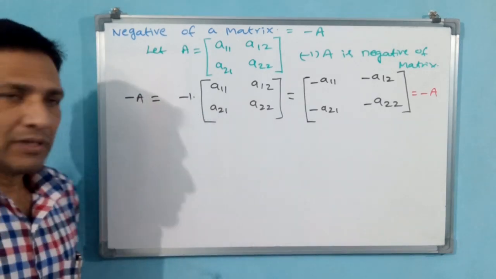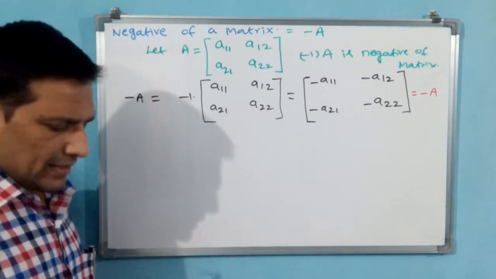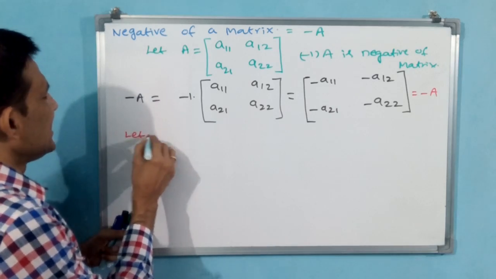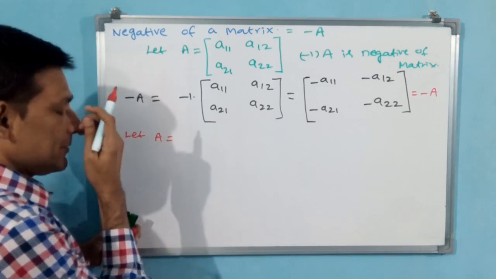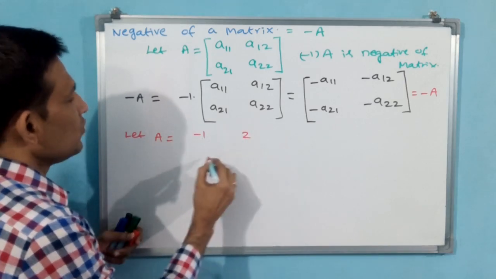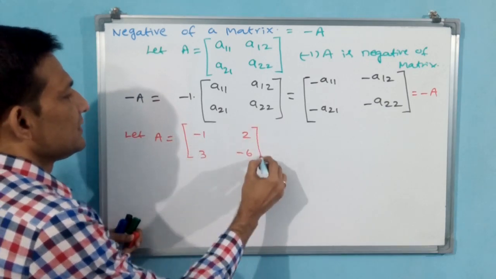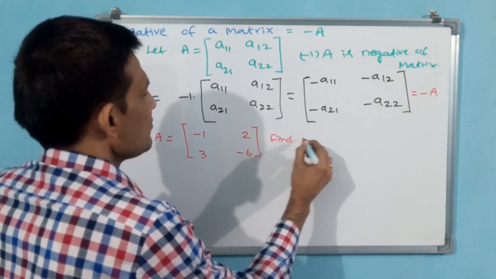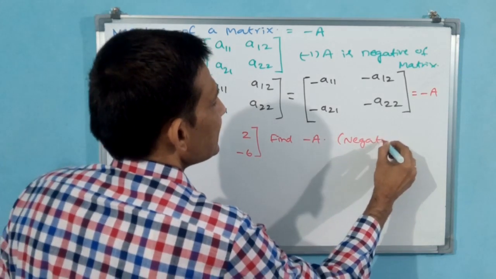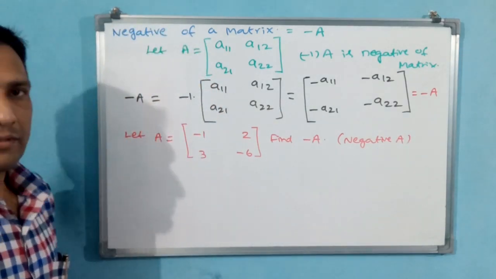We take one simple example. 2 by 2 only we will take, and you see how to write it. Let A be equal to minus 1, 2, 3, minus 6. Okay, find negative A, or they will write it like this: find minus A or negative A. Like that they will write.